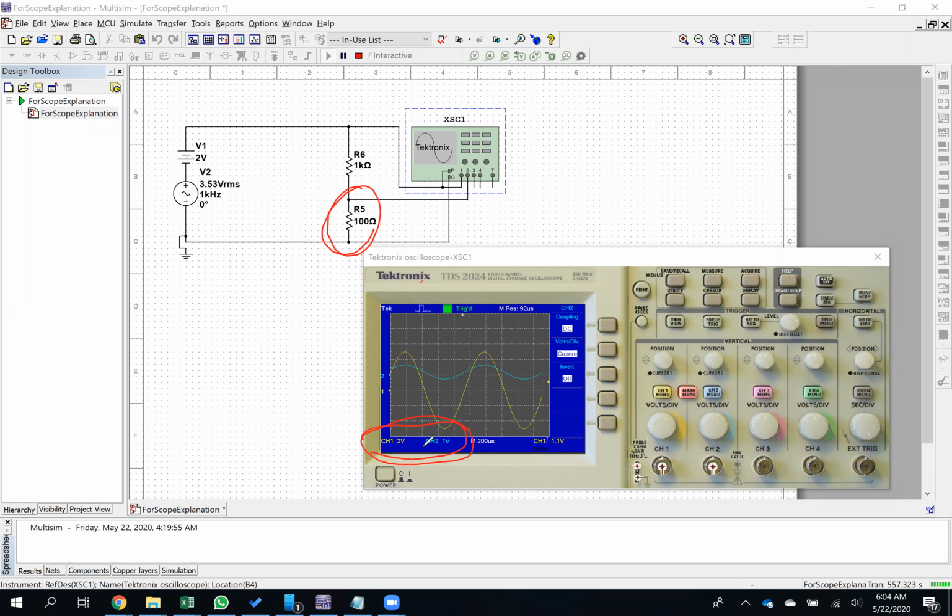So channel 2 is on 1 volt per division. Okay, and that's not a bad thing. It's just something you have to be aware of when you're looking at the scope. And if I want, I can position channel 2 to be, you know, in a different position compared to channel 1.